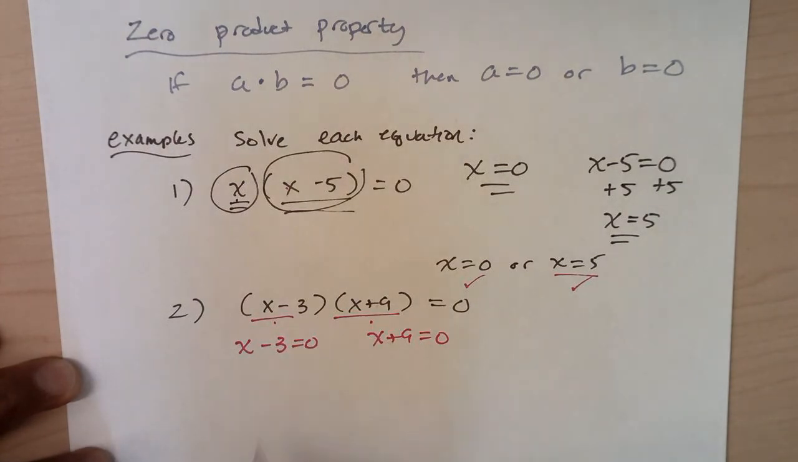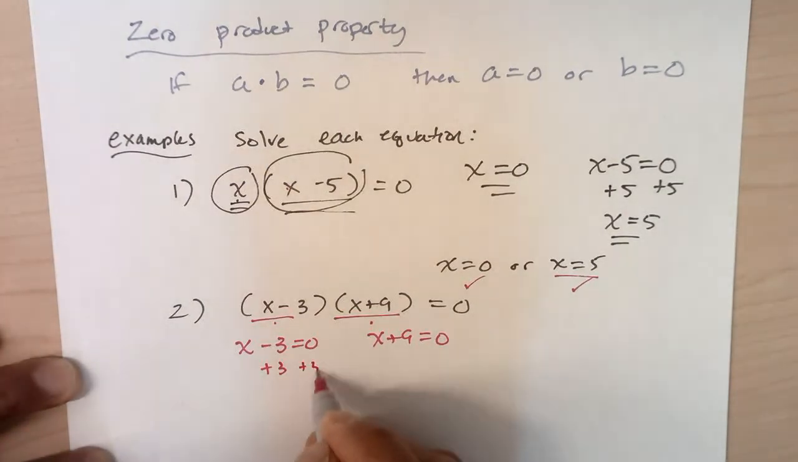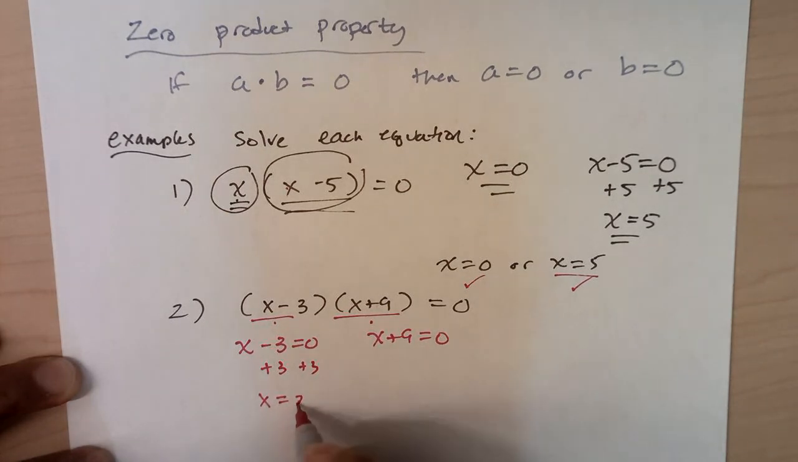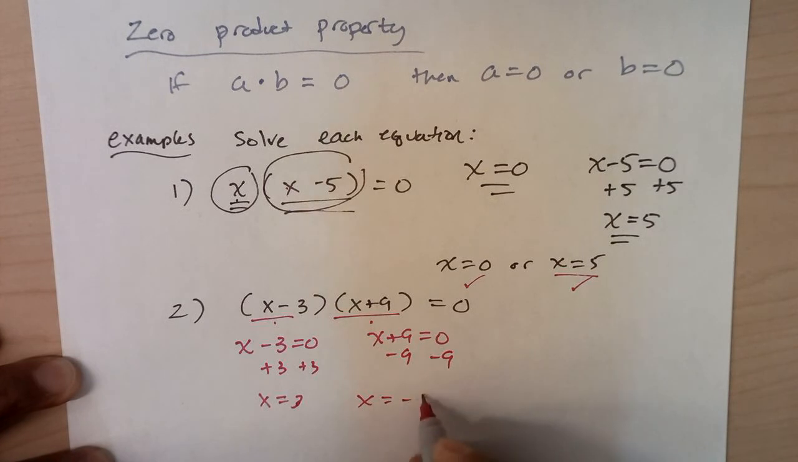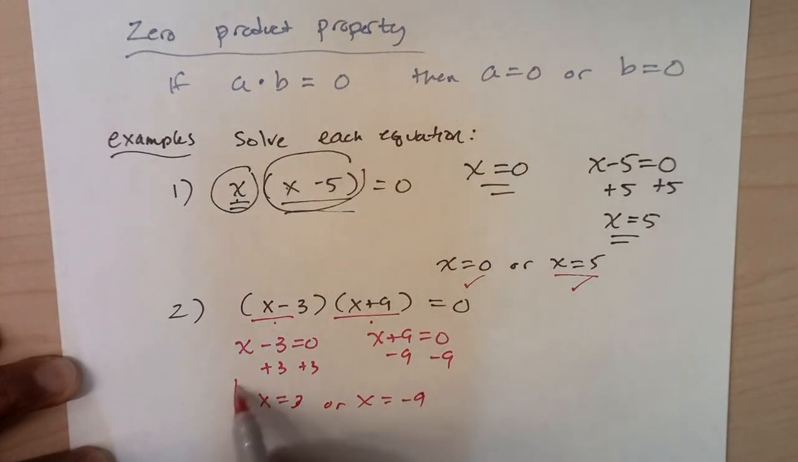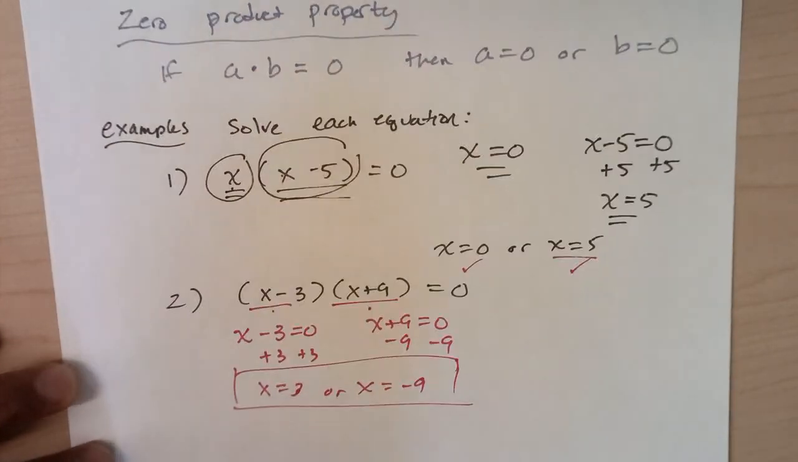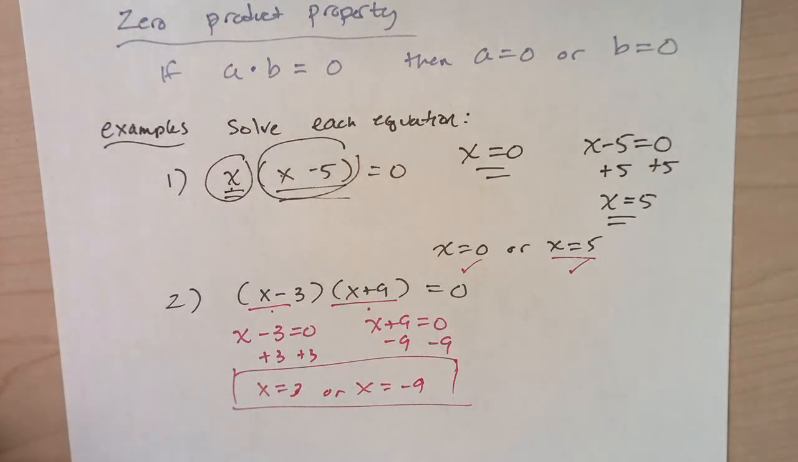To solve the first equation, add 3 to each side. x equals 3. And then to solve the second equation, subtract 9 from each side. x is equal to negative 9. And those are my two solutions. Either x equals 3 or x is equal to negative 9. And believe me, they actually both check.